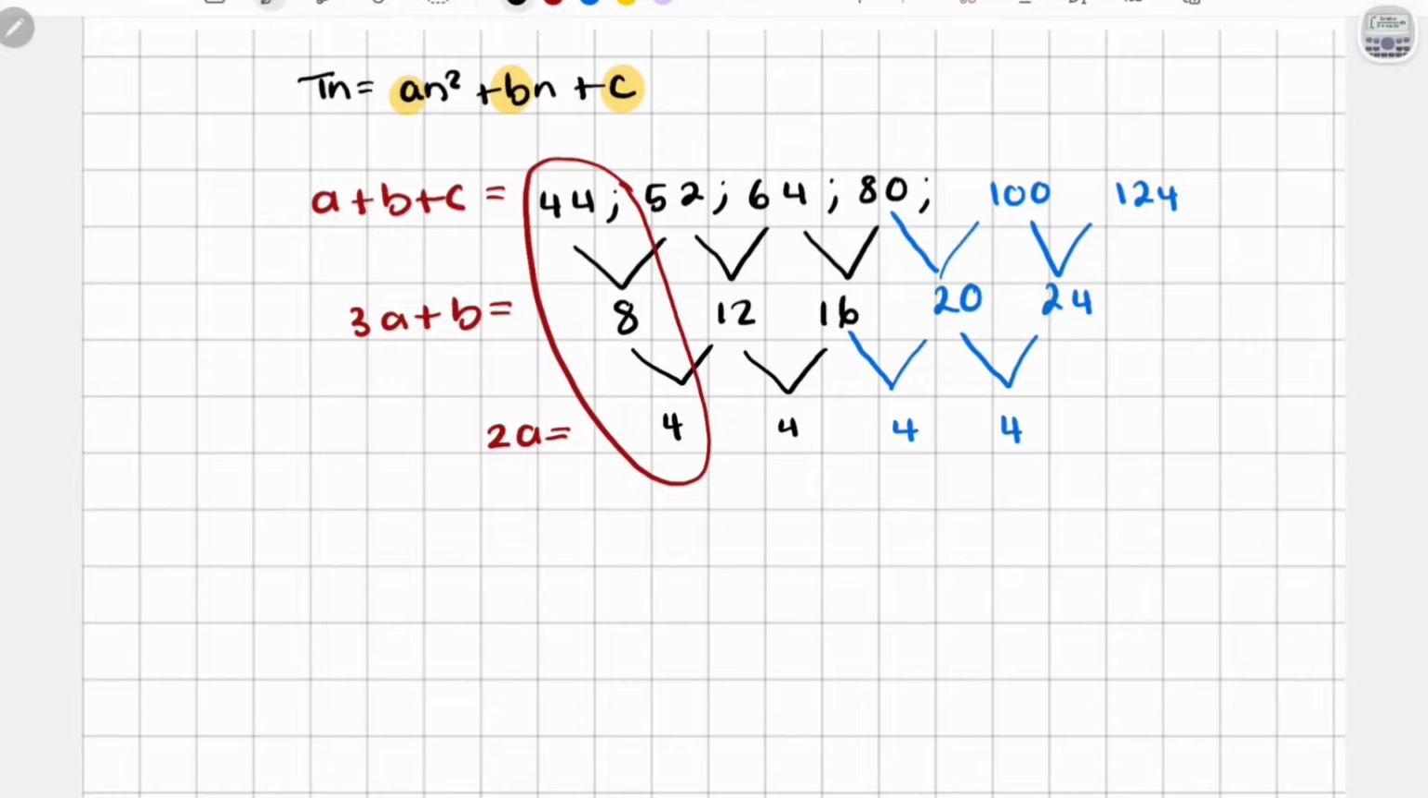To find a, we start down here. The equation we have is that 2a is equal to 4. To solve for a, we divide both sides by 2, and therefore a is equal to 2. So we got a.